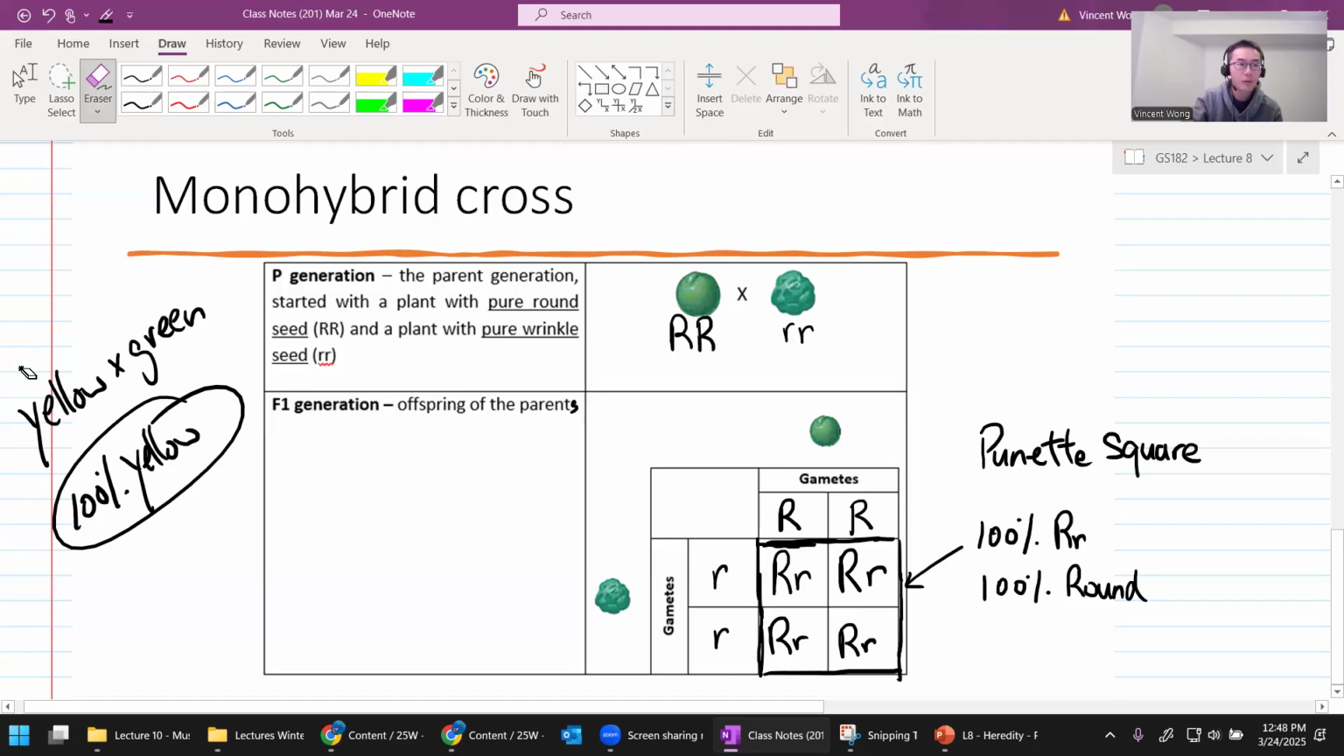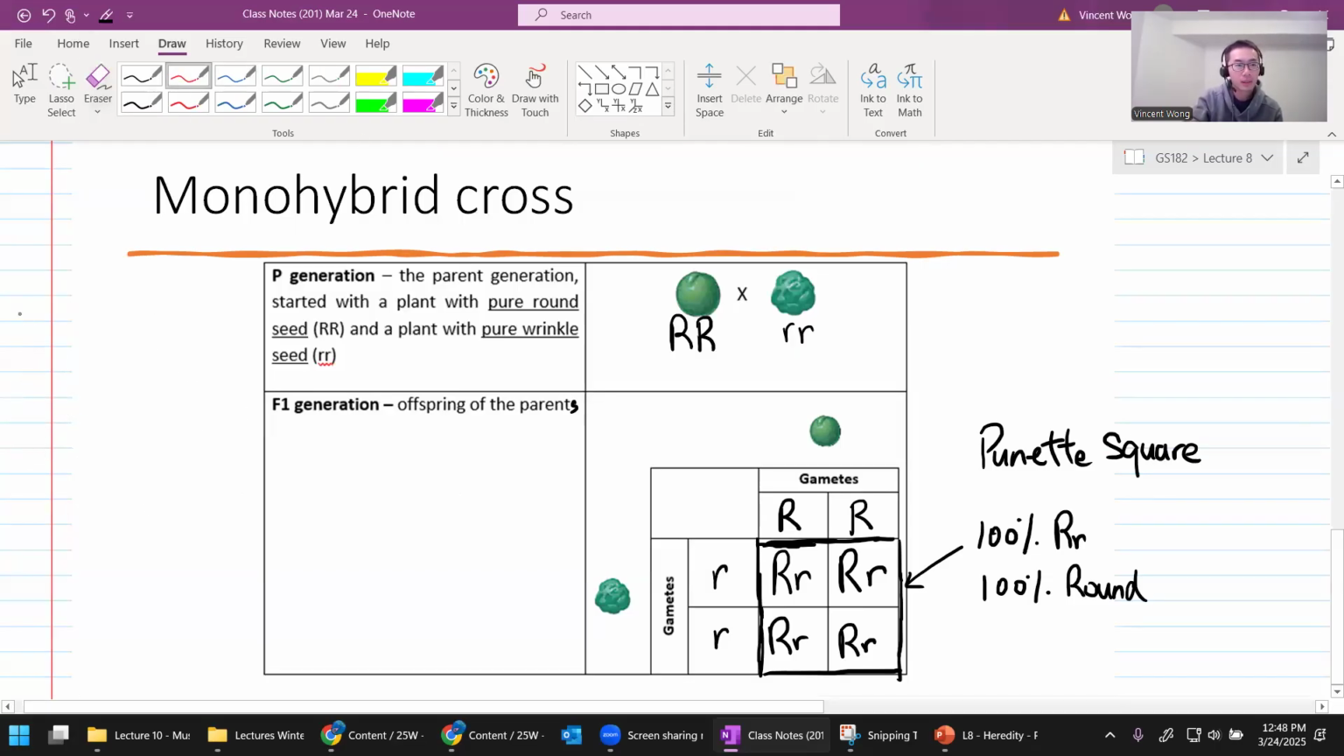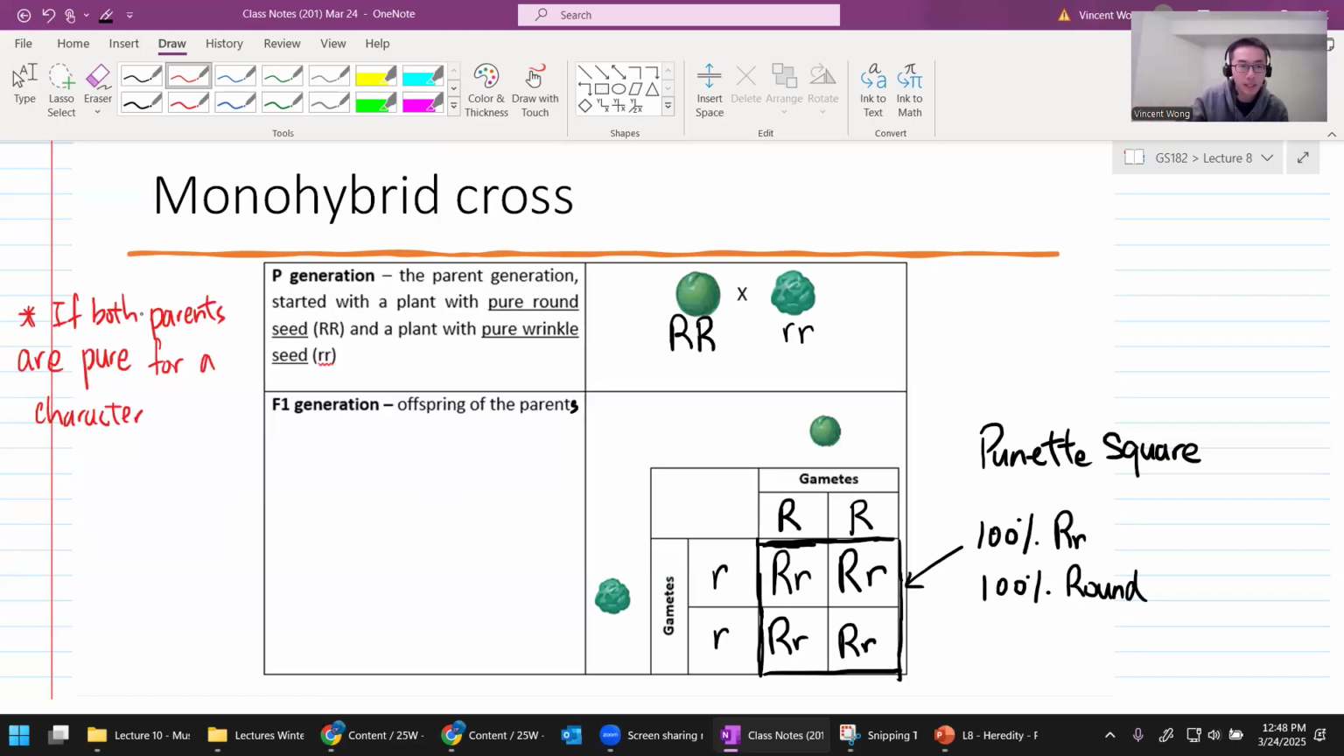So basically, if you start with pure parents, and you should write this down: if both parents are pure for a character, like flower color, eye color, hair color, freckles, no freckles, these things that can be passed on, the F1 generation will all have the dominant character.